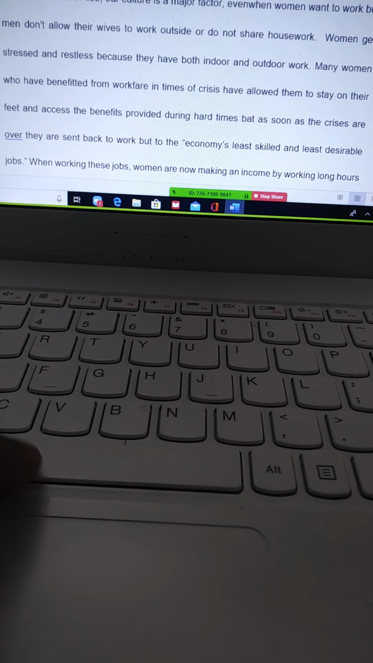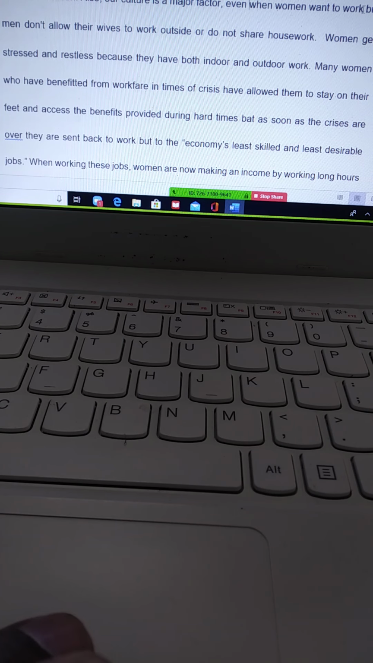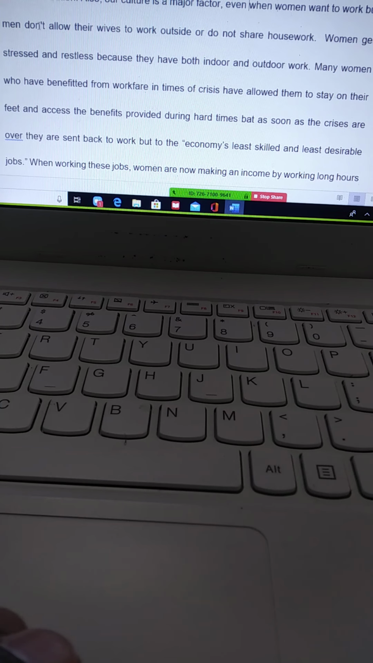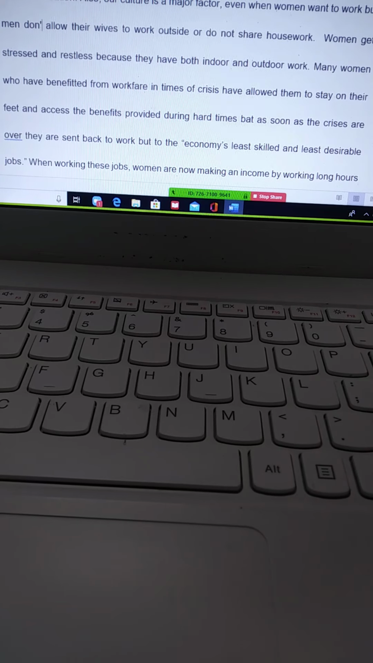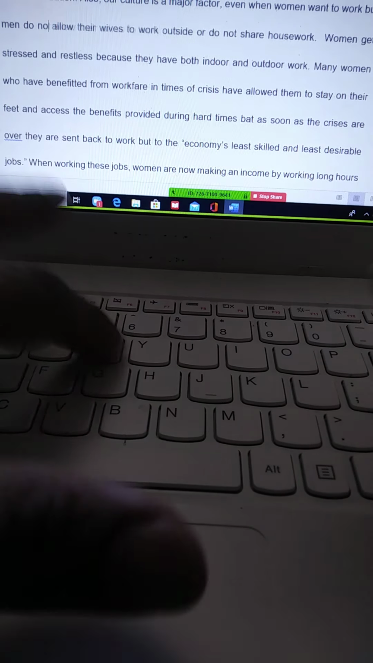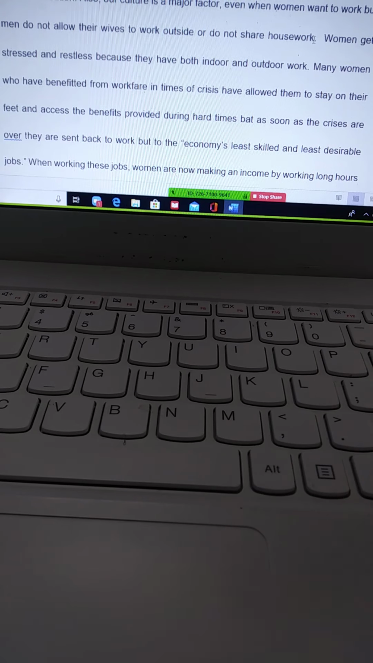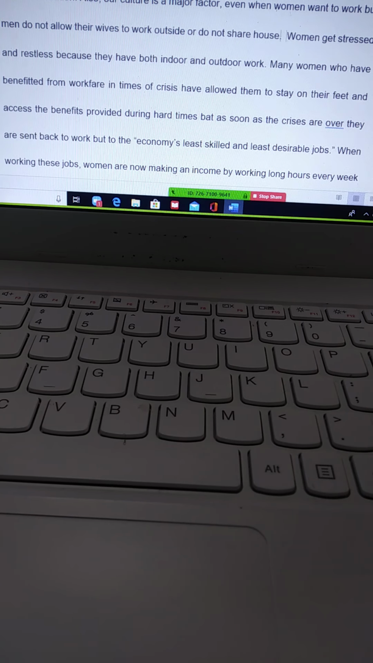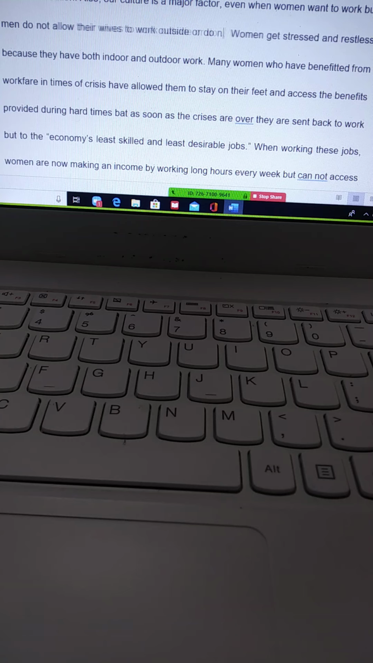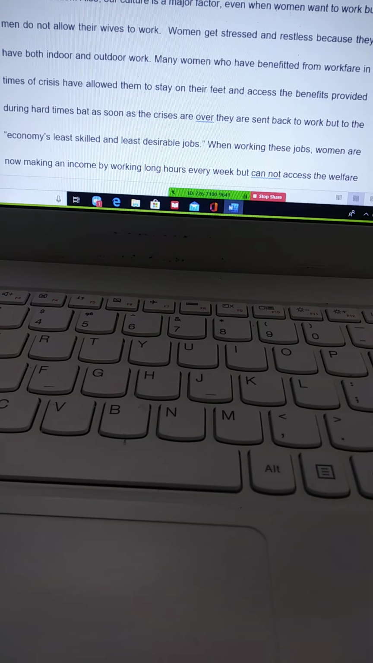Even when women want to work, but men don't allow their wives. But men don't allow. So let's make this. You don't want to say don't because it's not formal, it's do not allow their wives to work outside. Do not share housework. Let me see. So let's get rid of the housework part. Do not allow their wives to work. Let's see. Women get stressed and restless because they have both indoor and outdoor work.